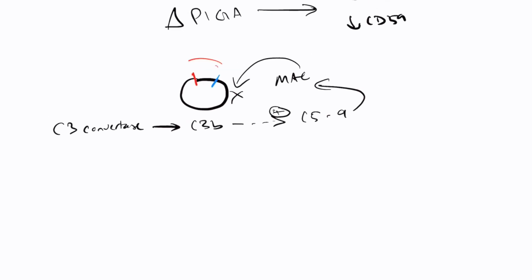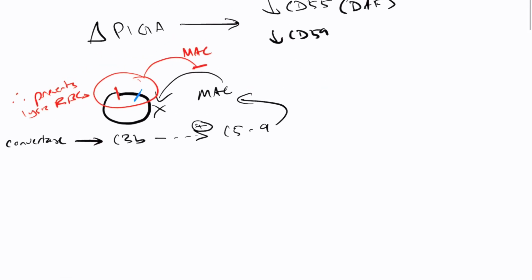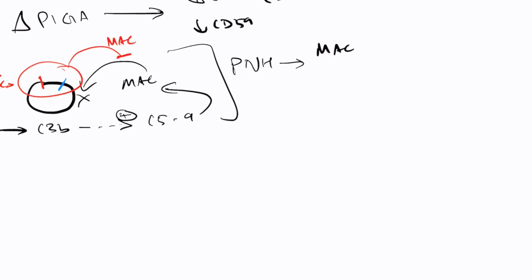The point of these two is that they inhibit the membrane attack complex, and therefore prevent lysis of red cells. So if you have a deficiency of these, as in PNH, you are going to produce more MAC. There's going to be a functional MAC on the red blood cells, and therefore increased lysis of red blood cells.